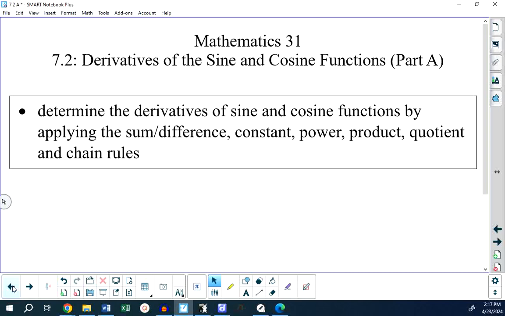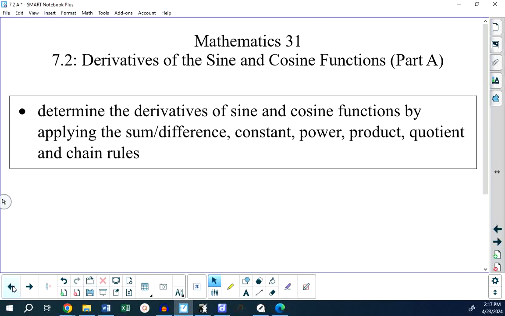So all of the rules that we have learned, the sum rule, the difference rule, the product rule, the quotient rule, the chain rule, I don't know if I have it up there, but the constant multiple rule, all of those rules are still applied when we're differentiating sine functions and cosine functions.